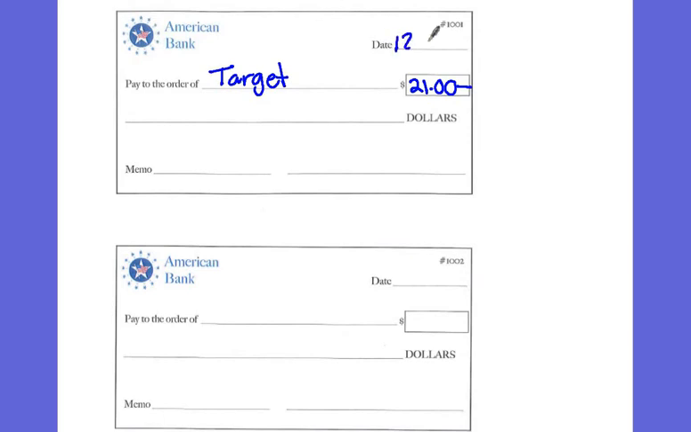Obviously the date, I would write the day I bought it. What goes in this line? The numbers in word form, so 21 dollars, and then your cents you can put over in a fraction. So how many pennies is in a dollar? 100. So I can write my cents as a fraction over 100, and I'm gonna draw that line again. What goes in this line?